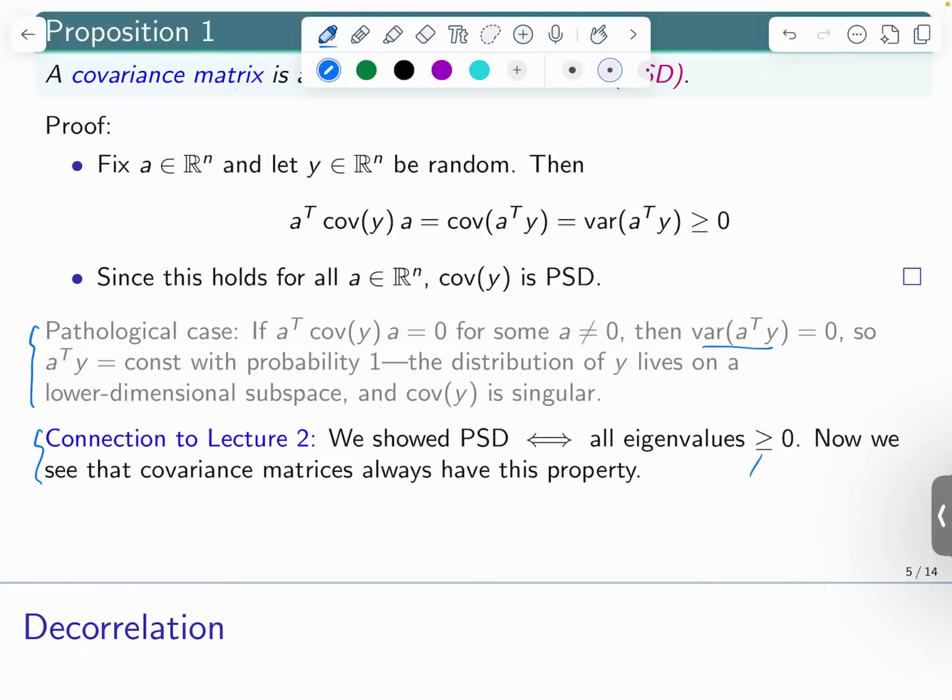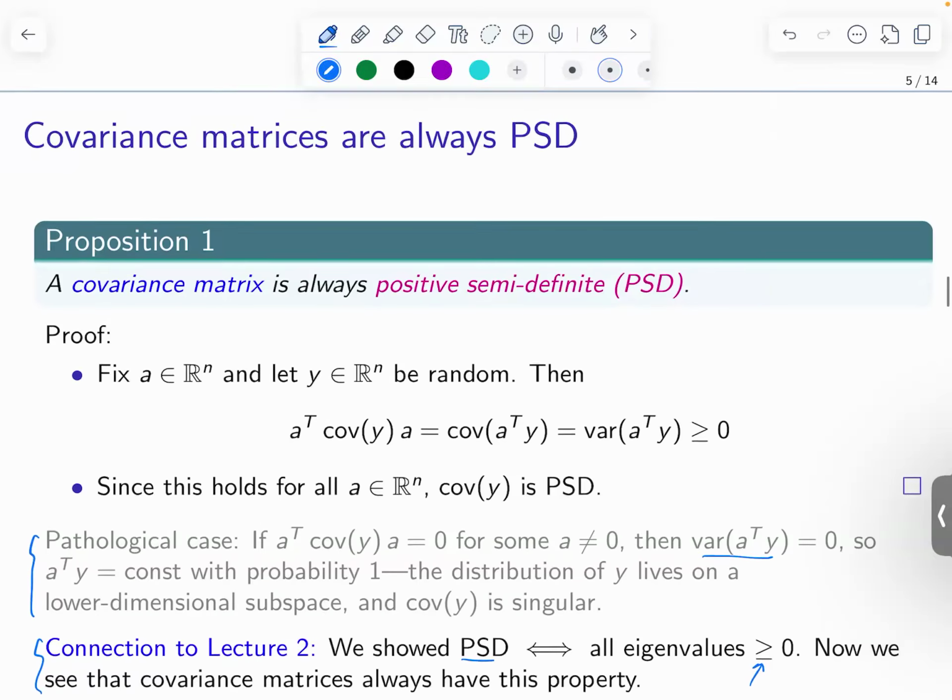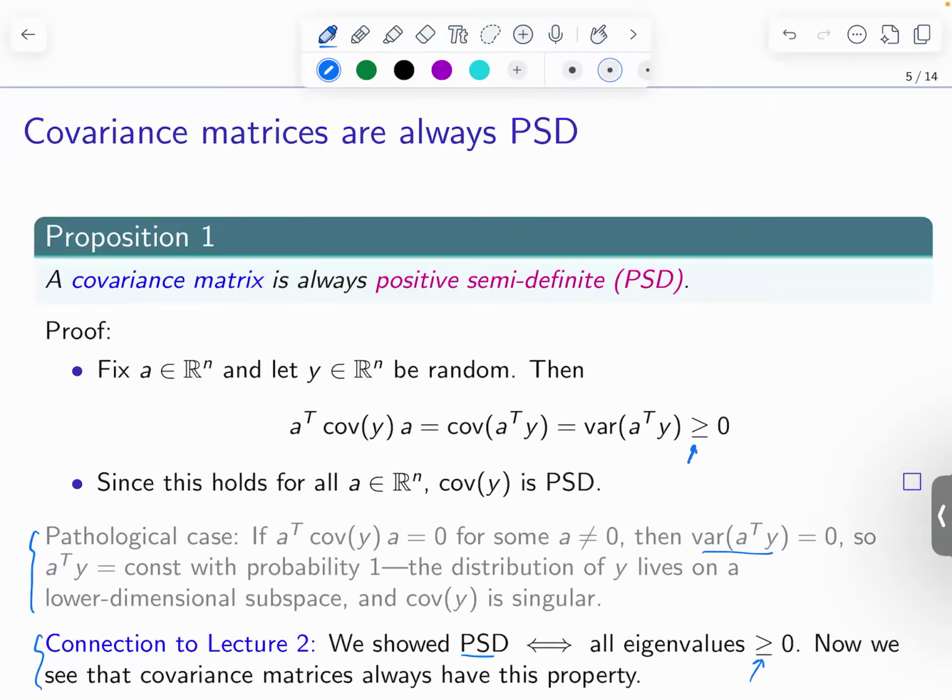But in the non-pathological case, all the eigenvalues will be positive, in which case the matrix will be positive definite, which means that this inequality is actually strictly positive for all A. This is the typical case. The case where there exists a vector A such that that variance is zero is a pathological, degenerate case.